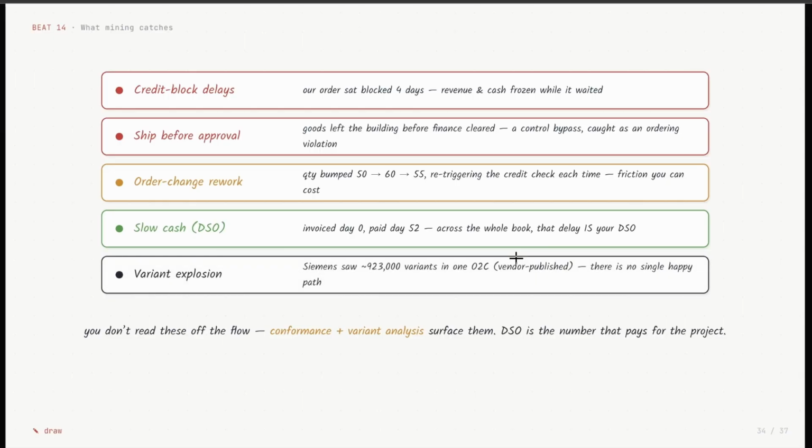Finally, there was a project from Siemens, and Siemens found 923,000 variants, which is variance explosion. This is what it's called. And this means that there is no single happy path to mine over. But the lesson is holding here. The fact that there is no single happy path is the point of why we need process mining.